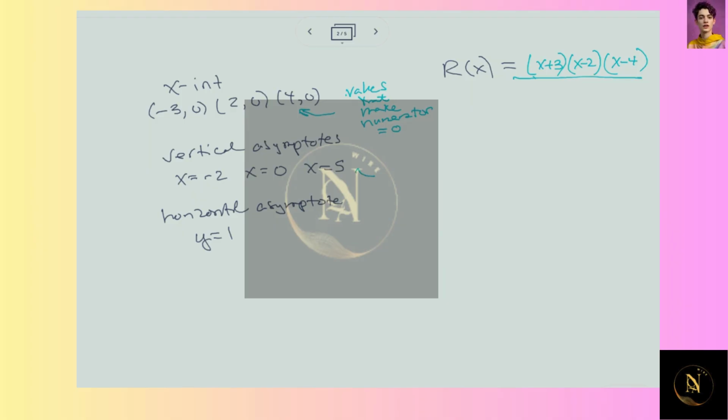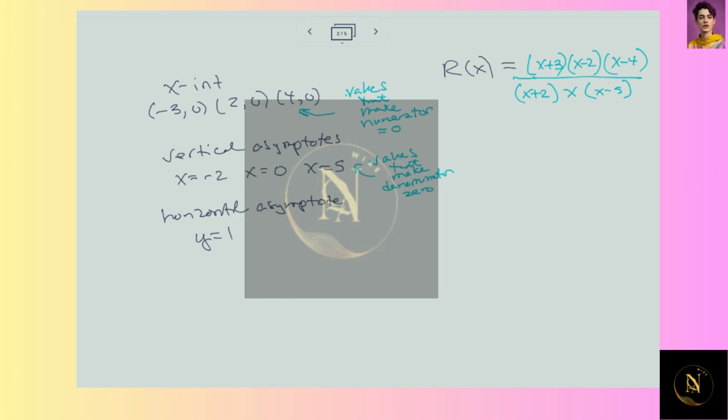Vertical asymptotes are the values that make the denominator 0. So if x equals -2 is going to make the denominator 0, I have to have an x plus 2 factor. If there's an asymptote at 0, that must mean x is a factor. And if 5 makes the denominator 0, then x minus 5 is a factor.